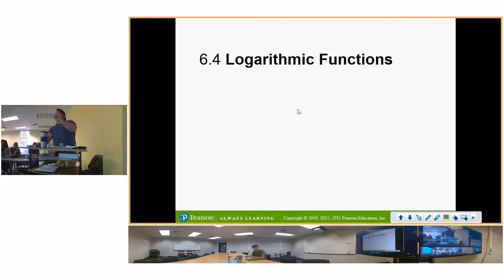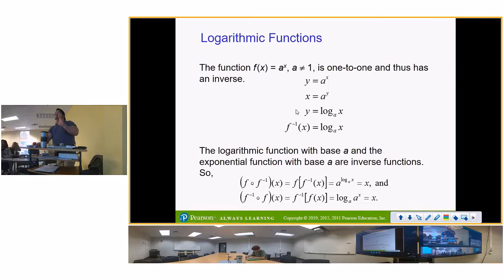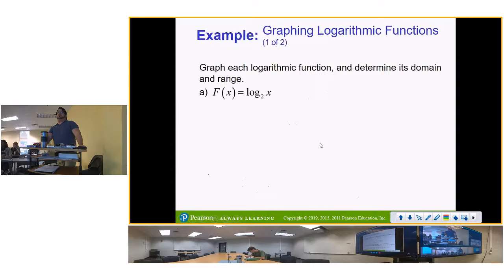Okay, I think we've already started on this. I'm not sure. But we remember one-to-one, how to change it into an inverse. You switch y and x and you solve for y. We did that in 6.1 and 6.2. Logarithmic equation, that's just some inverse. Okay, f composed of f. Not going to go over those.